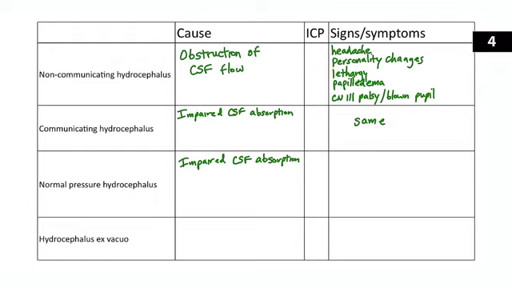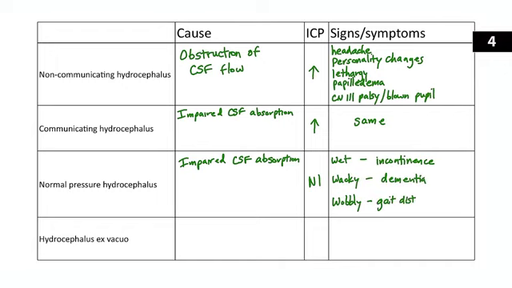And the main difference between normal pressure hydrocephalus and communicating hydrocephalus is with the intracranial pressure. So with communicating hydrocephalus and non-communicating hydrocephalus, you have increased intracranial pressure. But again, with normal pressure hydrocephalus, the pressure is normal. Not too big a surprise. Then the symptoms and signs that you see with normal pressure hydrocephalus, we said the mnemonic was wet, wacky, and wobbly. So this stands for urinary incontinence, wacky is dementia, and wobbly is that gait disturbance.